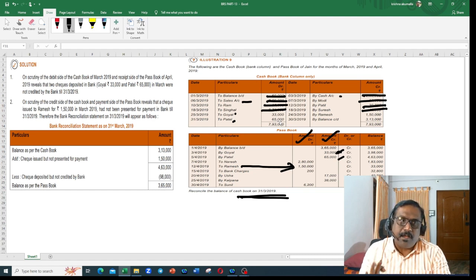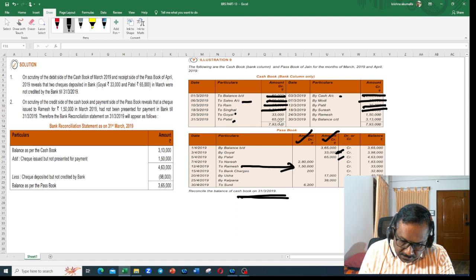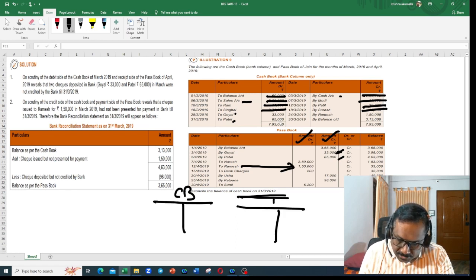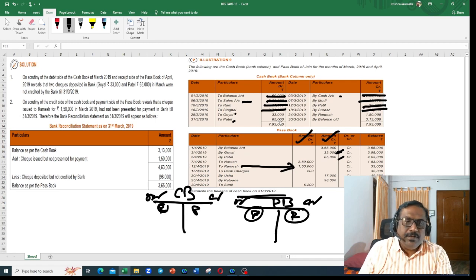Clear? Now let us prepare reconciliation. Cash book, passbook. This is cash book. This is passbook. Debit, credit, debit, credit. This is receipt side. Sorry, this is payment side and this is receipt side. Now we will consider only 33,000, 65,000 and 1,50,000. Only these three, because these three are the differences.